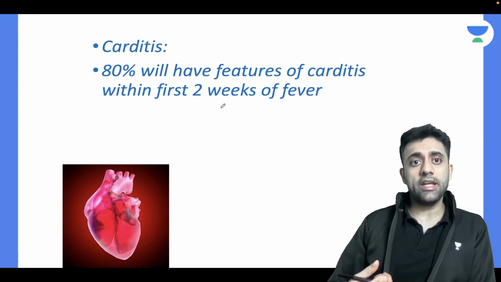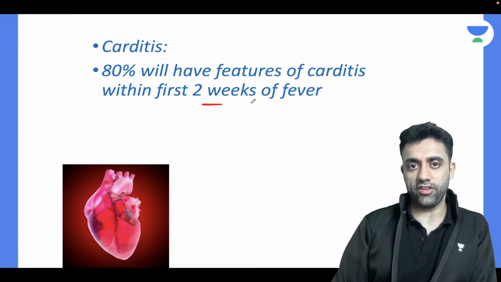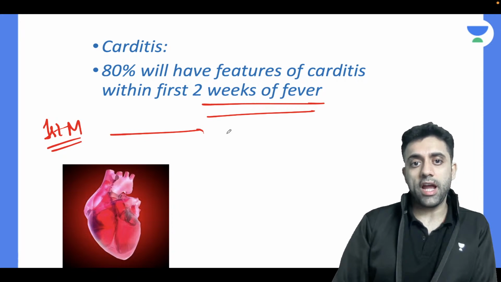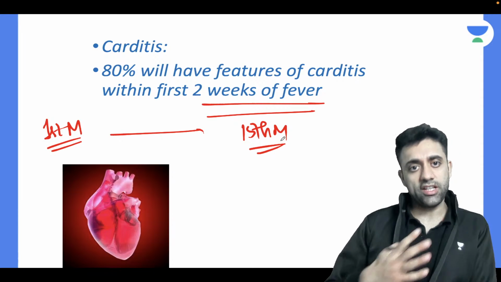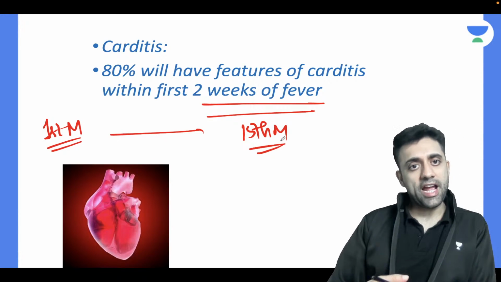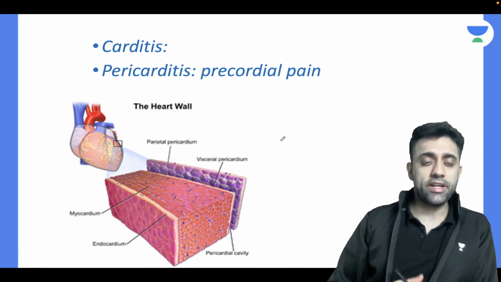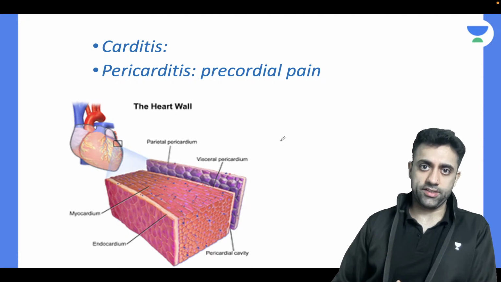And then most importantly, 80% will have features of carditis within the first 2 weeks of fever. I told you, on the 1st of March I got fever, and on 15th March I came to you with a murmur in my heart. Within the first 2 weeks of fever, I will have features of carditis. Next, very important: it could be pericarditis, endocarditis, or myocarditis.